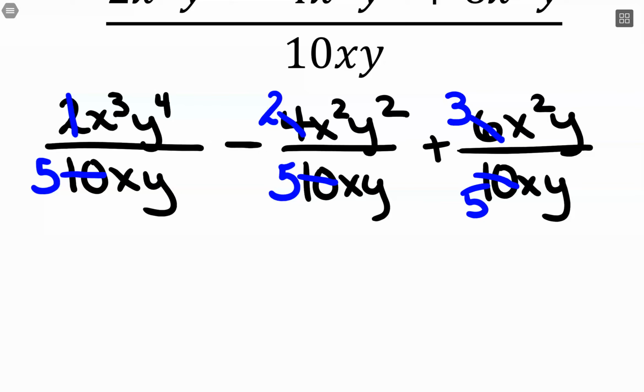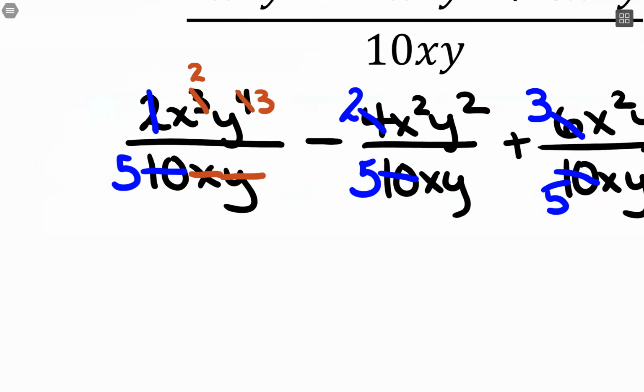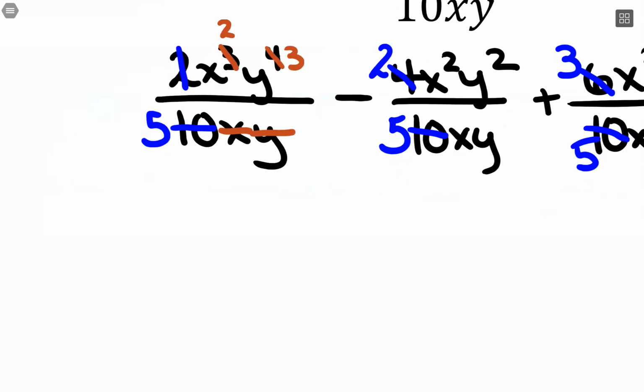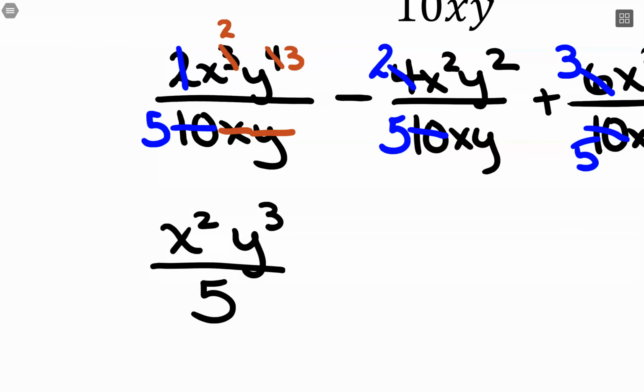Alright, then for our variables. So x cubed divided by x, so that x will cancel out, but that would leave us with an exponent of 2. Y to the 4th divided by y, so one y will cancel out, so we'll be left with y cubed. So in my numerator there, we have x squared, we have y cubed, and all we have left in that denominator is a 5.